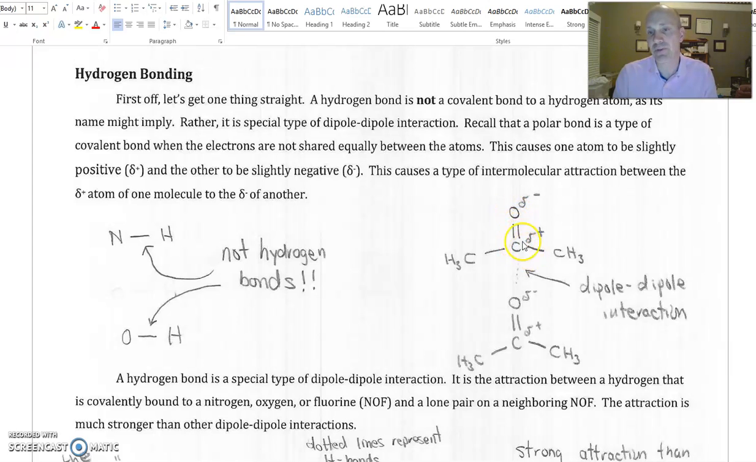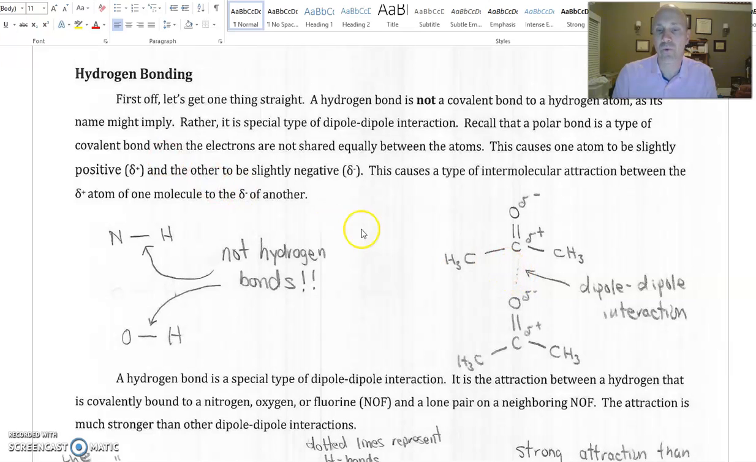A simplified way to think about this is that wherever you have molecules with an isolated polar bond, the delta negative side of one is going to be attracted to the delta positive side of the other. As I said before, hydrogen bonding is going to be a special form of this. A hydrogen bond is an attraction between atoms that are not covalently bound. Notice these two atoms, this carbon and this oxygen right here, are not covalently bound to each other, but there is an attraction between them.